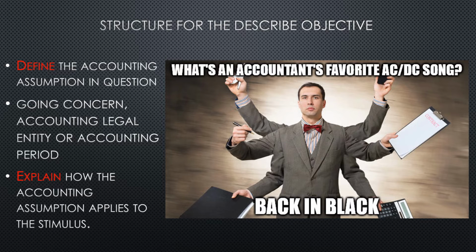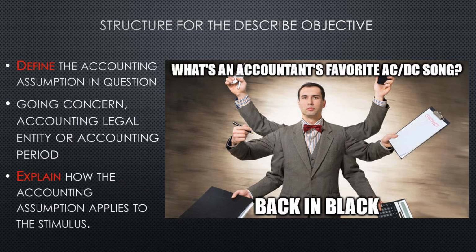So what we're going to be looking at now is the structure for the describe objective. You're going to get one of these questions on the exam dealing with either the going concern, the accounting legal entity, or the accounting period assumptions. Now, in order to answer this question and get 100% of the marks, the first thing that you need to do is to define the accounting assumption in question. And from there, you need to explain how the accounting assumption applies to the stimulus question.